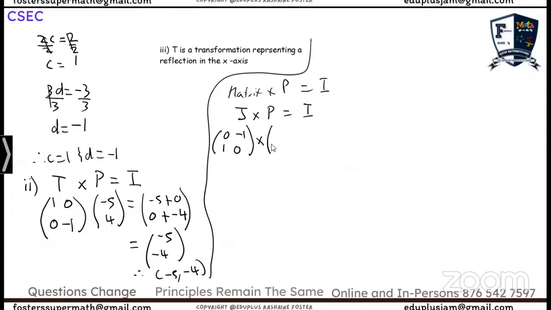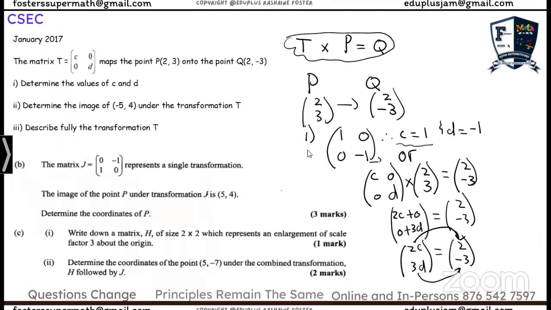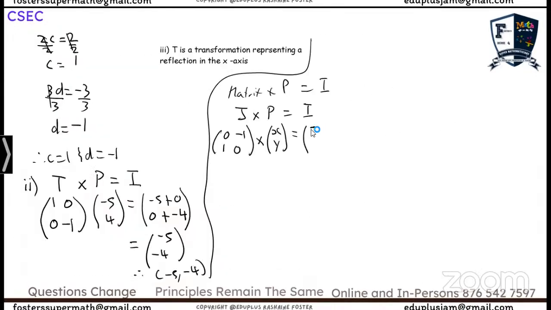Multiply that by, we do not know what the coordinates of P are, so guess what I'm going to do? We're going to use our x and our y to represent those. Since we don't know what they are, we just use those two letters to represent them. And then what is my image? They said the image was (5, 4).